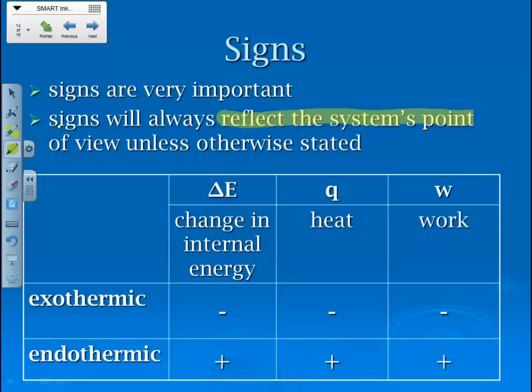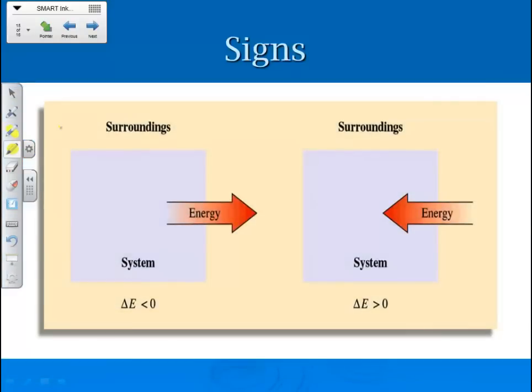But typically if it's exothermic, you've got a negative change in energy. The heat is flowing out of the system and the work is flowing out of the system. Endothermic is going to be just the opposite, where the change in energy is positive, heat is flowing into the system, and work is flowing into the system as well. And again, this is just reminding us of this whole surroundings and system perspective. If energy is leaving, it's going to be exo, and if energy is coming in and it's positive, then it is going to be endo.